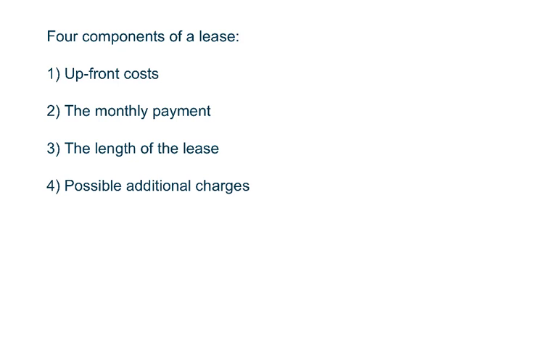Here we're going to look at leases, which is paying for the use of something over a certain amount of time. As we study leases, there are 4 components that we have to keep in mind. We have to keep in mind any upfront cost that may be paid at the very beginning of the lease. The monthly payment that is made throughout the term of the lease, the length of the lease, as this tells us the number of monthly payments that are going to be made, and then possible additional charges that may come up at the end of a lease.